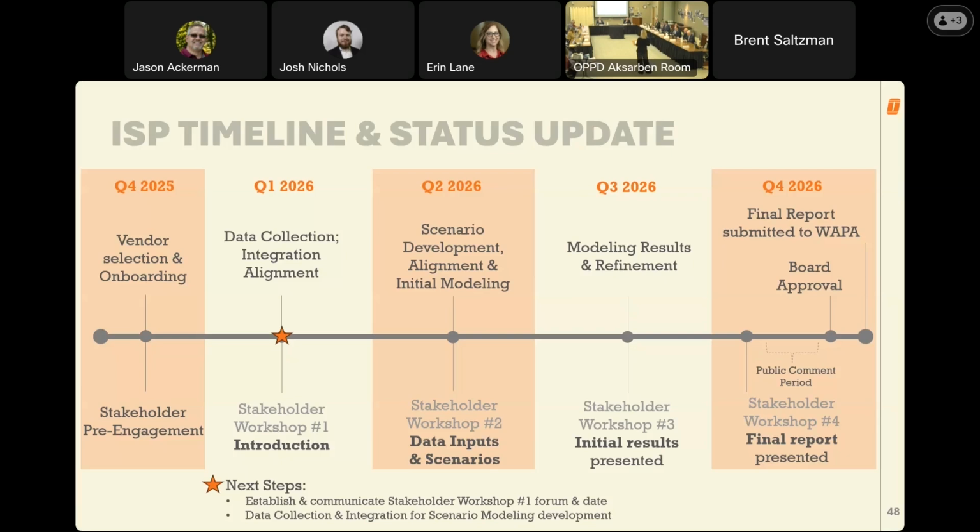Starting in about September of last year, we began the internal process of structuring what that stakeholder engagement plan looks like. The first step of that was pre-engagement. We sent out a survey to a subset of commercial, residential, and industrial customers asking about their preferences for engagement.